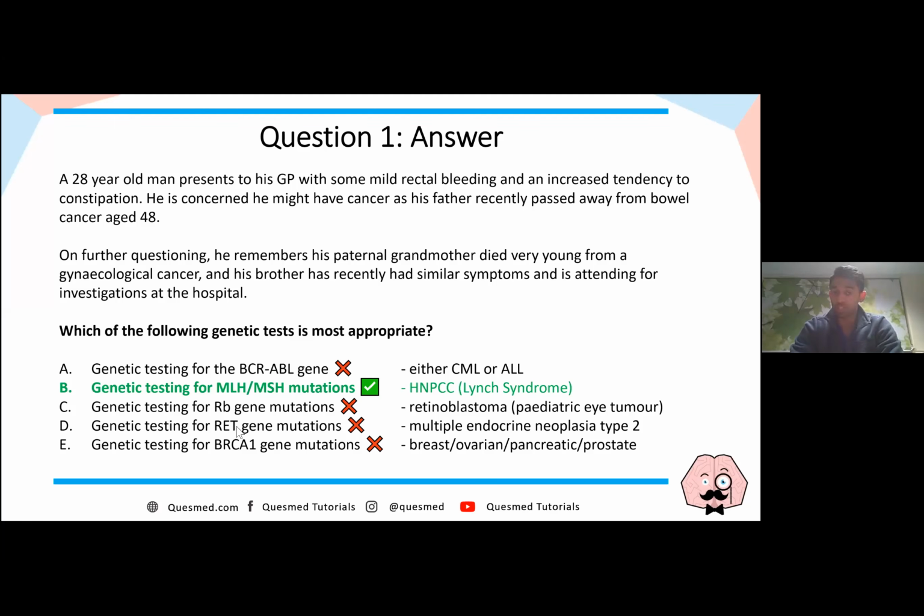The RET gene for option D is seen in multiple endocrine neoplasias, particularly type 2 and type B. And then finally, BRCA1 gene mutations, most commonly seen in breast cancer and ovarian cancer, and then smaller amounts in pancreatic and prostate.